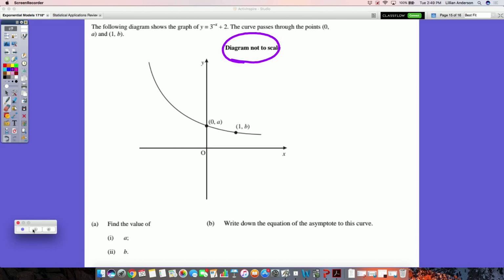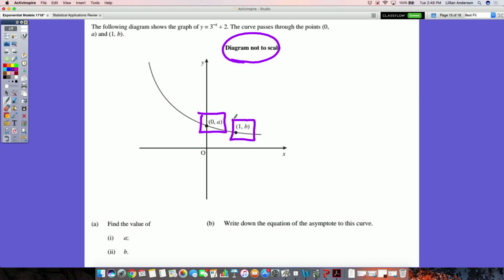Let's go over this one. Don't overthink these, okay? Especially if you're given points that are on your exponential. Just like when you were given points on your quadratic, didn't we plug in an x value and a y value to figure out something that's missing? You can do the same thing here. You know that x is 0 and a is y. So you can just set up an equation and plug in 0 for x, plug in a for y, and solve that way. What's 3 to the 0 power? 1. What's 1 plus 2? So a is 3.